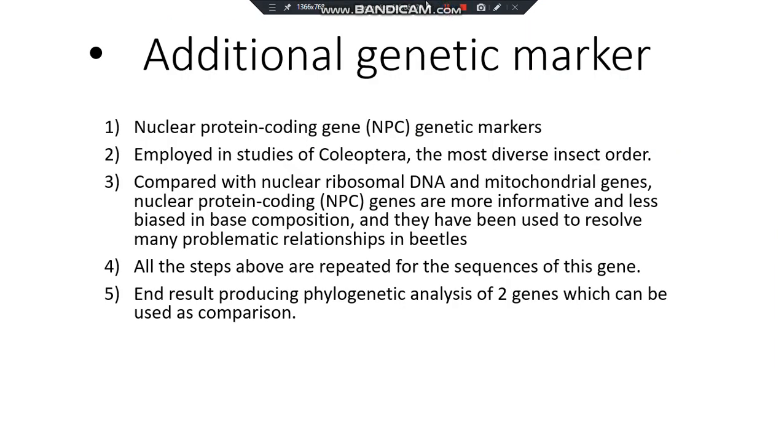For the final part, an additional genetic marker, which is a nuclear protein coding gene, the NPC genetic markers. These are actually employed in studies of Coleoptera, since Coleoptera is the most diverse insect order. Compared with the nuclear ribosomal DNA and the mitochondrial genes, NPC genes are more informative and less biased in base composition, and they have been used to resolve many problematic relationships in beetles. All the steps above are repeated for this gene sequence as well. The end result will be 2 different phylogenetic analyses of 2 genes, which can be used as a comparison.